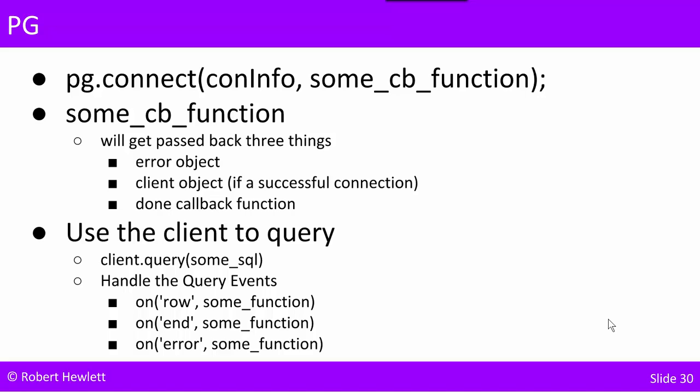Usually one of these is going to be null. Error will be null, client will be okay. Error won't be null, client will be null. But say you successfully connected, so it was all good: port, host, username, password, database, all good. Then you will get back a valid client object. Error object will be null, client won't. Then you can use that client object to do things in the database.